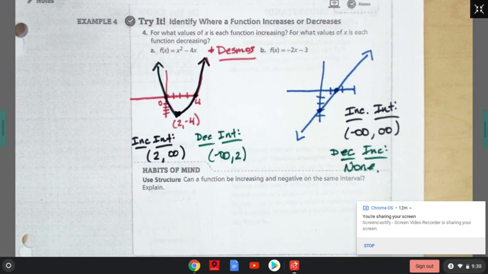Okay. So we have now talked about domain, range, x-intercept, y-intercept, positive interval, negative interval, increasing or decreasing. That is the entire first section.